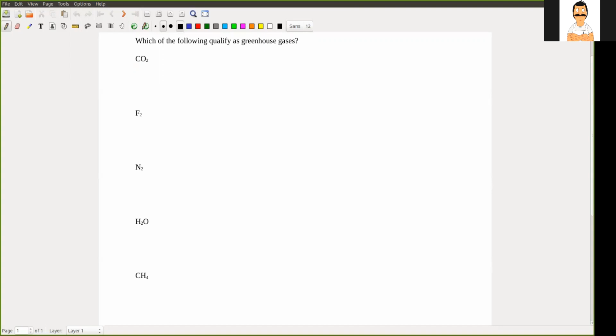And today we are looking at greenhouse gases. What species constitute greenhouse gases, and how do we know?